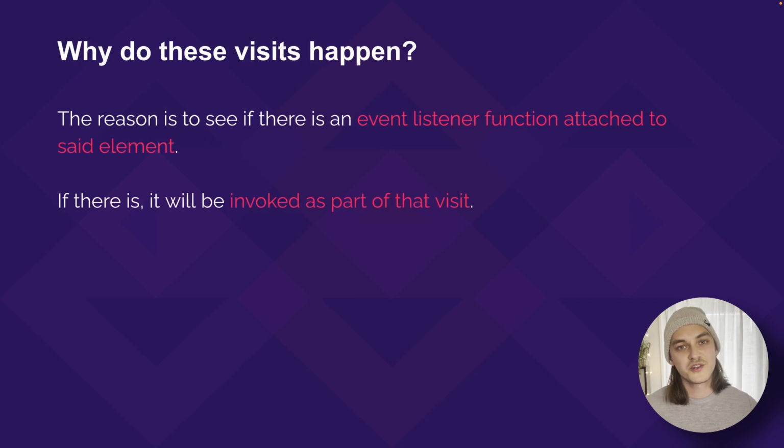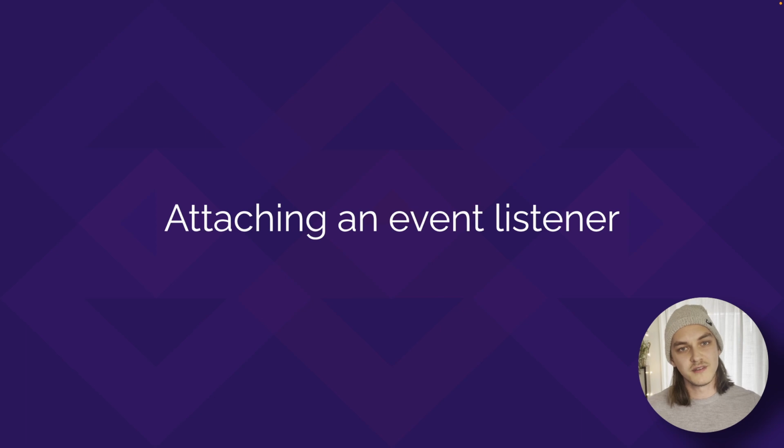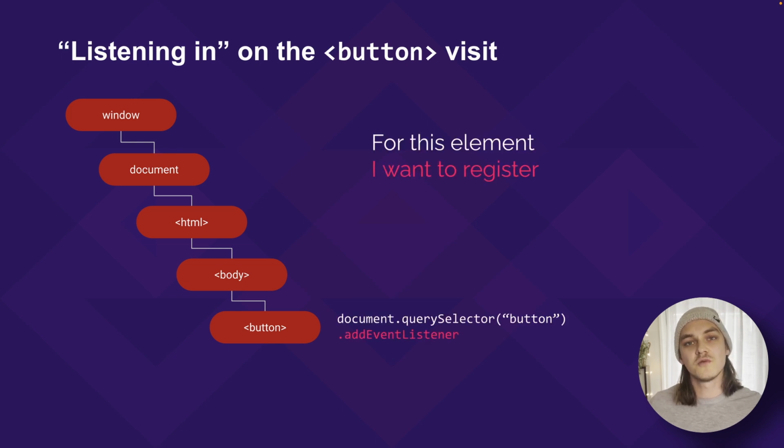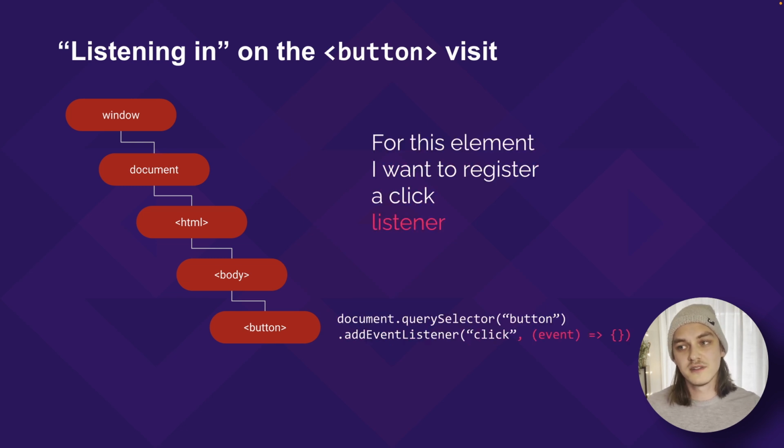Well, that begs the natural next question, which is, why do these visits even happen? Well, the event object visits the ancestors as well as the target to see if there is an event listener function attached to those elements, because if there is, it will be invoked as part of that visit. Naturally, we will proceed by attaching an event listener function to one of our elements, in this case our button element. And we can do this by writing as follows. For this element, I want to register a click listener.